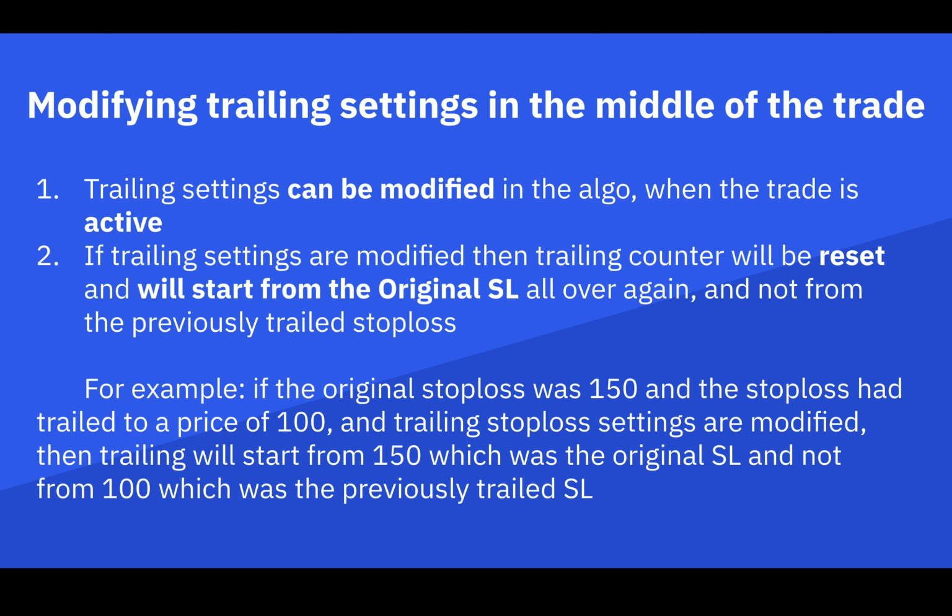For example, if the original stop loss was 150 and the stop loss had trailed to a price of 100 in the course of the trade being active, and the trailing stop loss settings were modified in the middle of the trade, then trailing will start from 150 all over again, which was the original SL, and not from 100, which was the previously trailed SL from the previous settings.